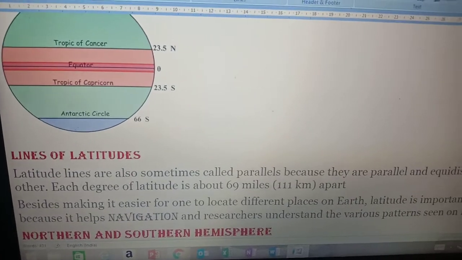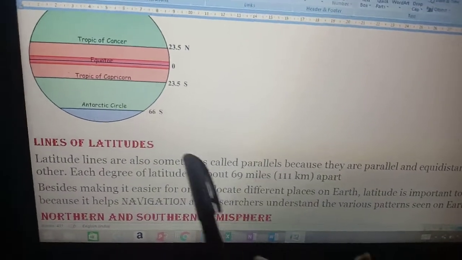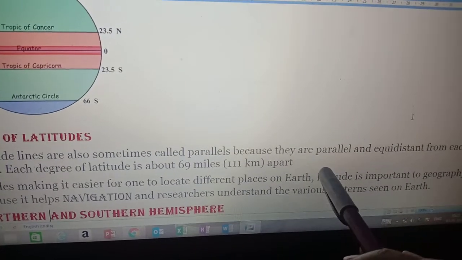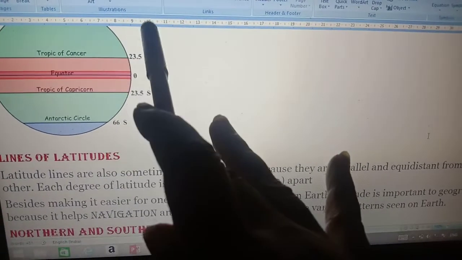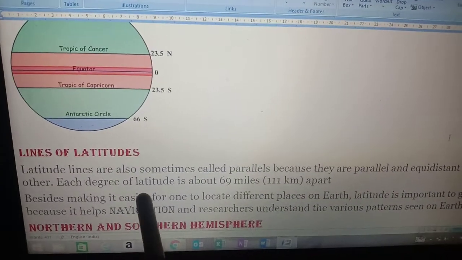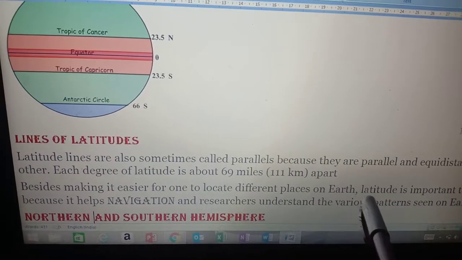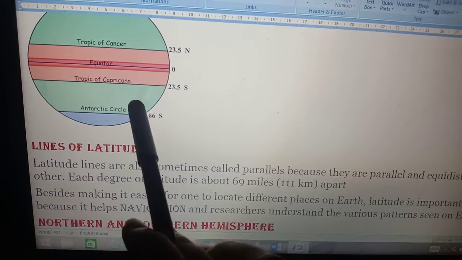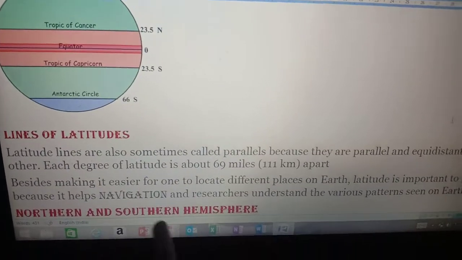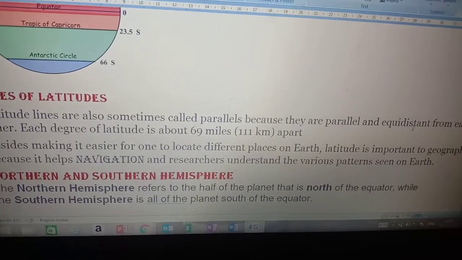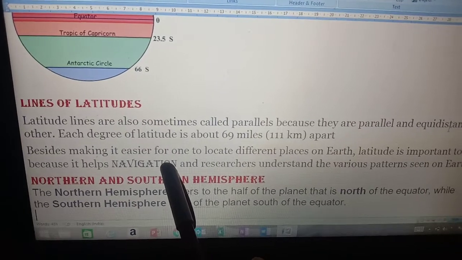Then see the lines of latitudes. Lines of latitudes are also sometimes called parallels of latitude. Why? Because they are parallel to each other and they are equidistant from each other, and each degree of latitude is 69 miles or 111 kilometers apart. What is its use? It is used to locate different places on Earth, and it also helps in navigation.